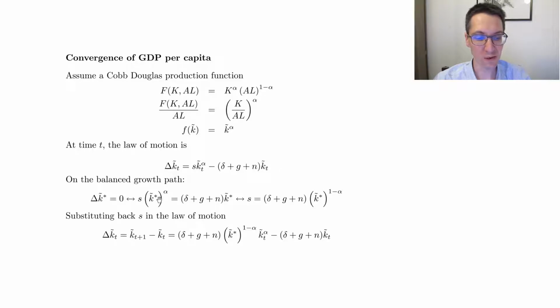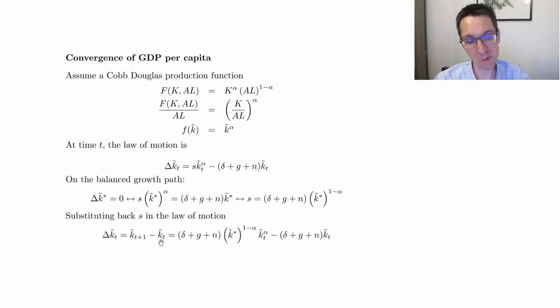So here it's convenient. We have k here and k here. So let's just divide by k tilde star to the alpha. So we get this expression: s equals delta plus g plus n times k tilde star to the 1 minus alpha. And we can use that to substitute back in the law of motion of capital. And here, let's just define explicitly what delta k t is.